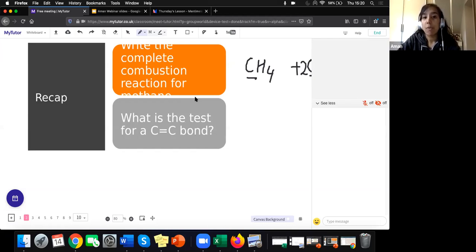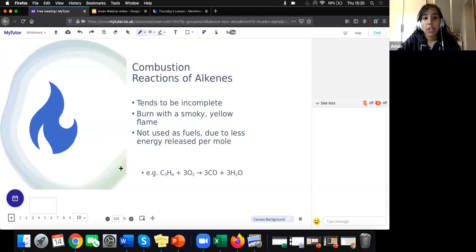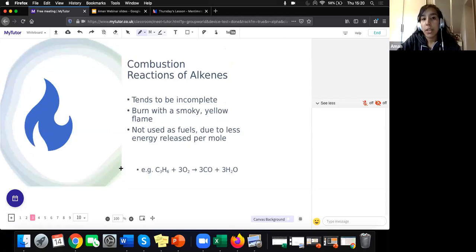Remember, alkanes don't have that double bond, so they will not react with bromine water, whereas alkenes have that double bond, and so they will react with bromine water. Excellent. Well done, everyone. So today we'll start off by looking at the combustion reactions of alkenes.